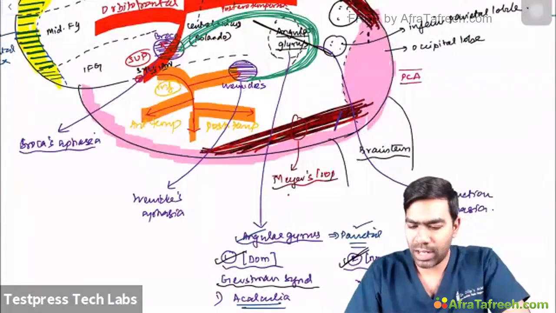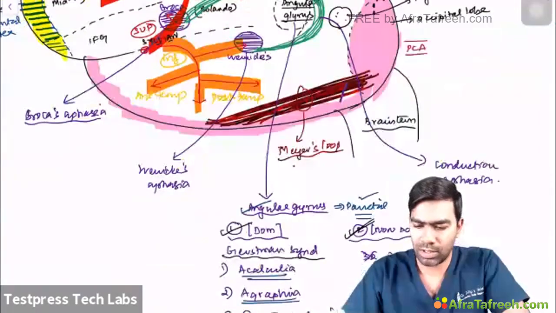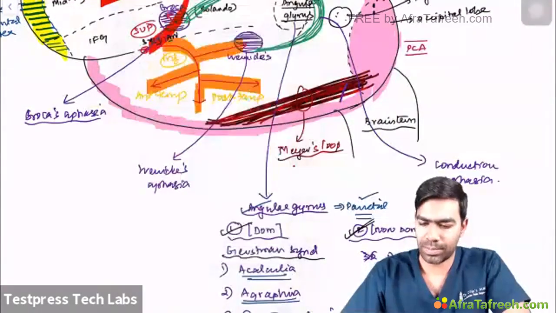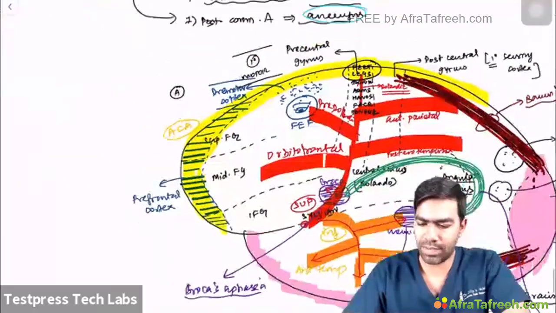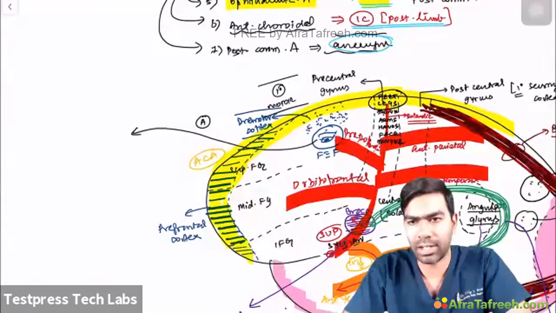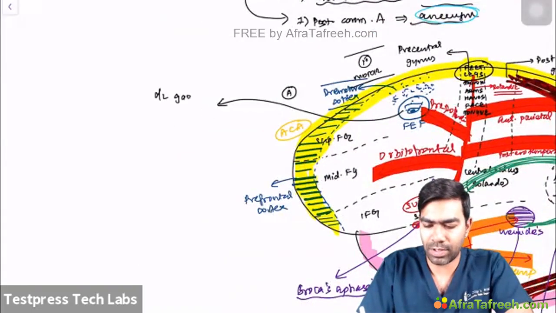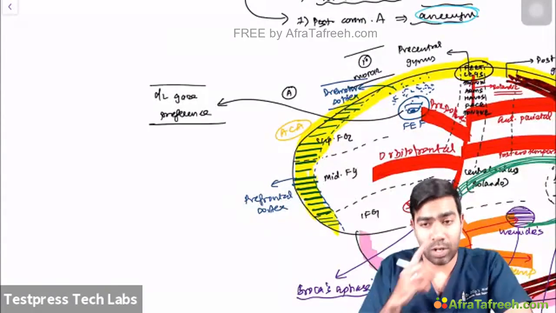So then we have many other areas whose involvement will result in a lot of other things as well. Let us start with maybe the frontal eye field. Suppose you have frontal eye field damage, so what will you be getting? Remember, frontal eye field is important for contralateral gaze preference. So what do you mean by contralateral gaze preference?